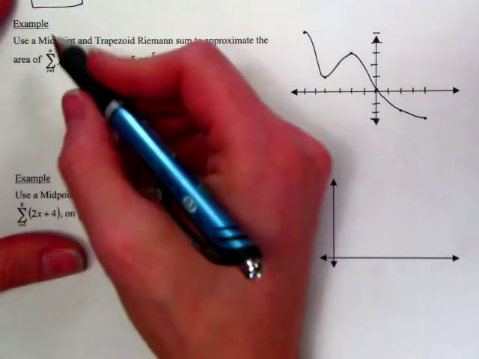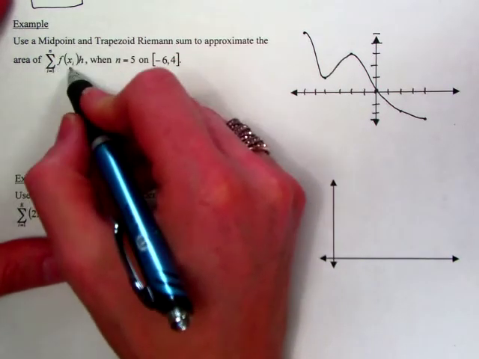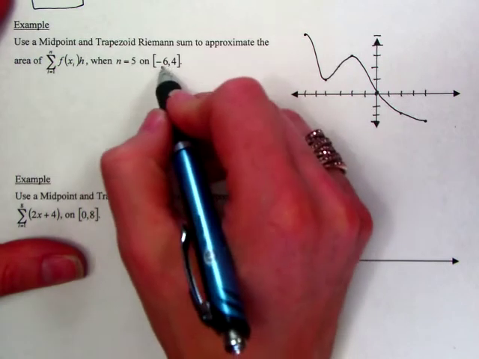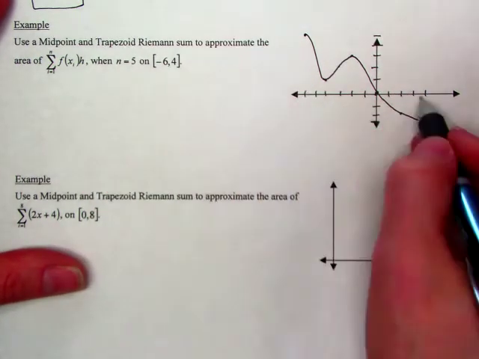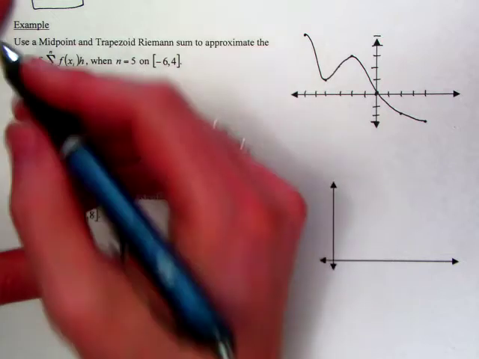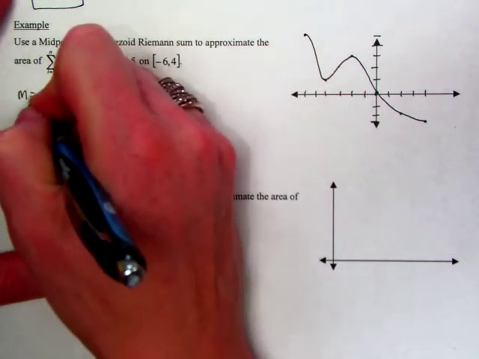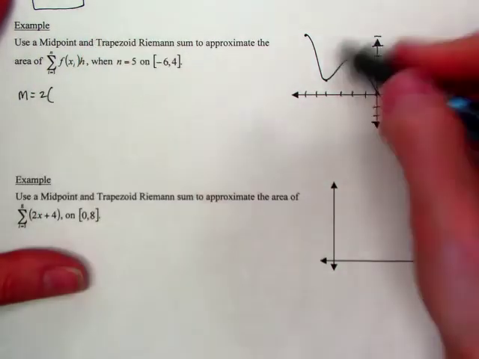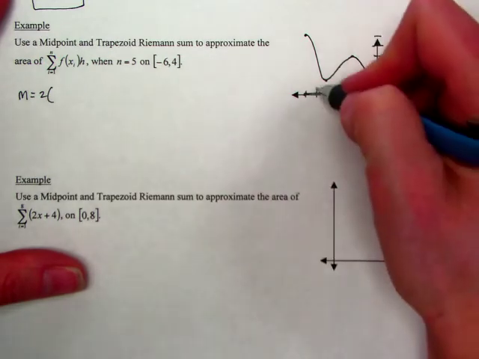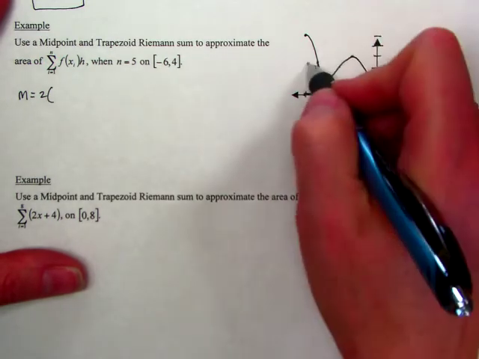Again, this notation just means please sum them all up. 5 rectangles or trapezoids on a space from -6 to 4. So from -6 to 4 is a space of 10. And we are going to make 5 rectangles, which means that they're all going to have a width of 2. So midpoint formula says 2 times, and what I need is the middle. So making my first stick right here, I'm going to raise the middle up until I hit the function, and then I'm going to make my rectangle.